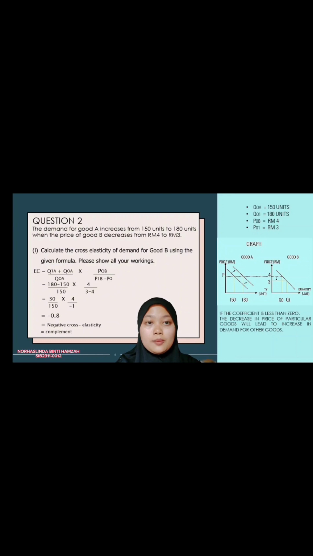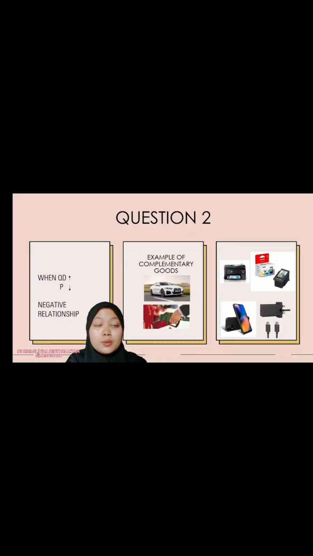Goods A and B are complements. If the coefficient is less than 0, a decrease in the price of a particular good leads to an increase in the quantity demanded for another good. The graph shows the relationship of good A and good B. The quantity of good A increased from Q0 to Q1 while the price for good B decreased from P0 to P1. Thus, the products are viewed as complements. They show a negative relationship.